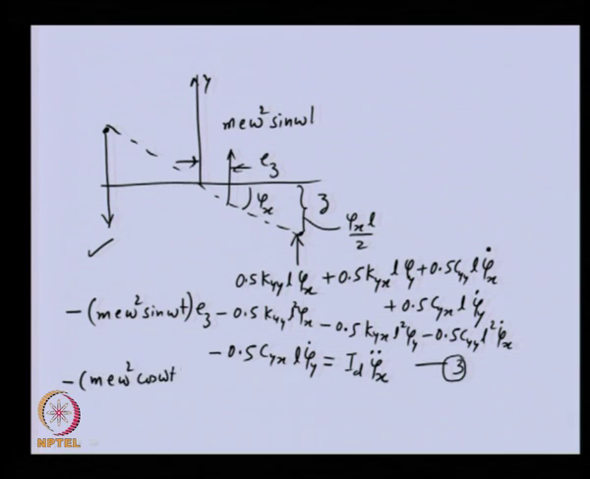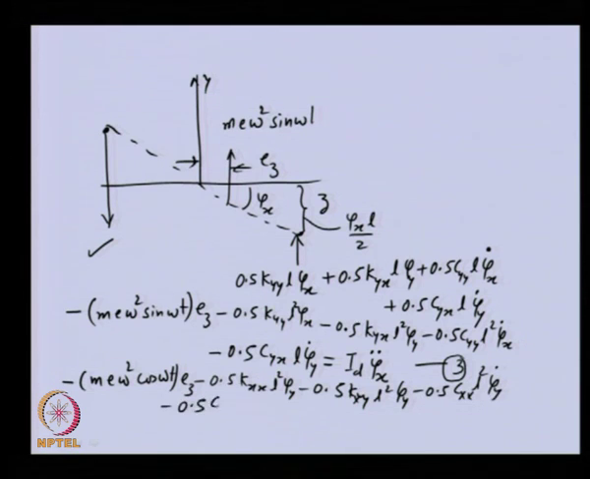Here cos omega t will come, and here the subscript would change, the angle subscript will also be changing. 0.5 k x y L square phi y, 0.5 C x x L square phi dot y and minus 0.5 C x y L phi y dot should be equal to I d, this will be about the y axis. So, this is the fourth equation of motion.